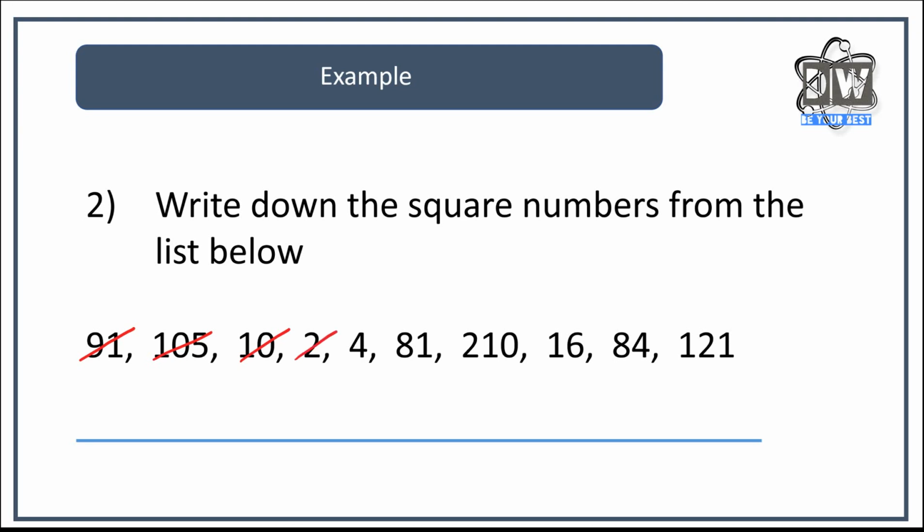Now, a lot of people put 2 because they go 1 times 1 and think it's 2. But it's not, it's 1. But 4, that is a square number. So we can just underline it, and so is 81 because 9 times 9 is 81. Is 210 a square number? No, it's not. Is 16 a square number? Yes, it is, because we've got the old 4 times 4. 84 is not, and 121 is.